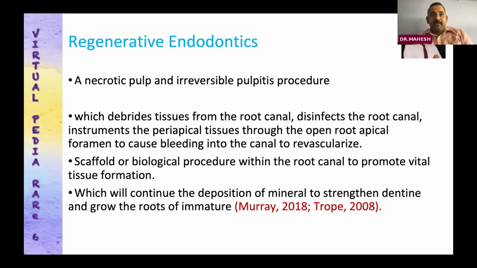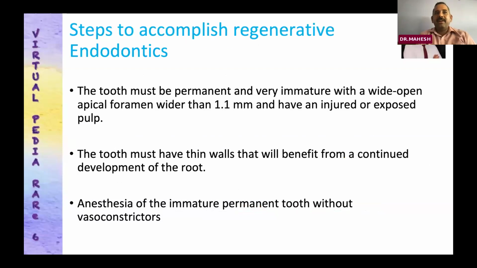So the next topic we see is regenerative endodontics. In regenerative endodontics, we need a scaffold. So you have to induce your bleeding. You keep a scaffold or a biological material within the root canal to promote tissue formation. Regenerative endodontics is a newer concept where the blood vessels are going to form a pulp-dentin complex, a whole pulp-dentin complex with innervation also. The deposition of mineral is going to happen, and the strengthening of your dentin walls and growth of your root apex is going to happen in regenerative procedures.